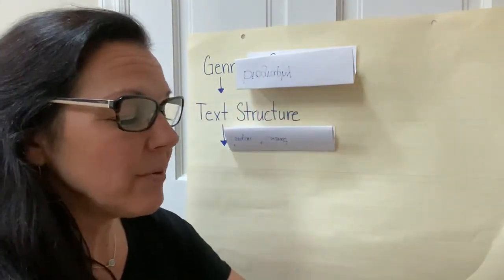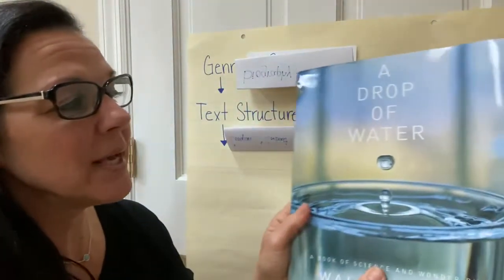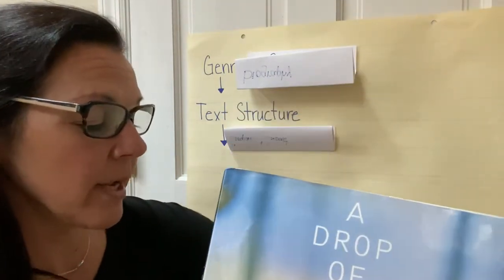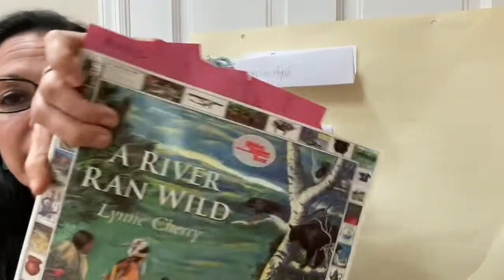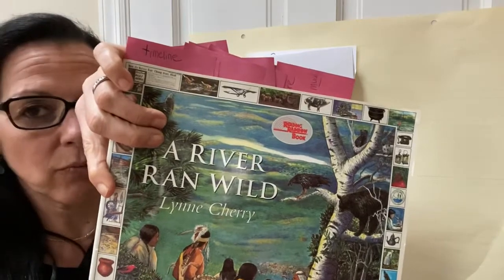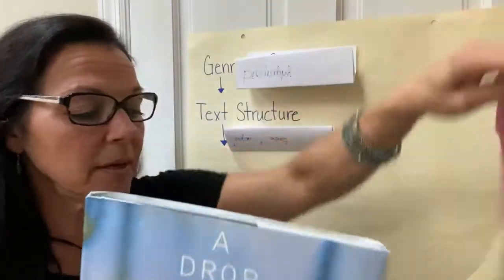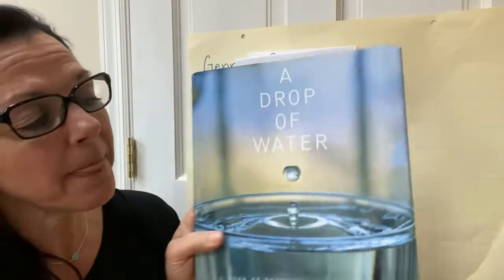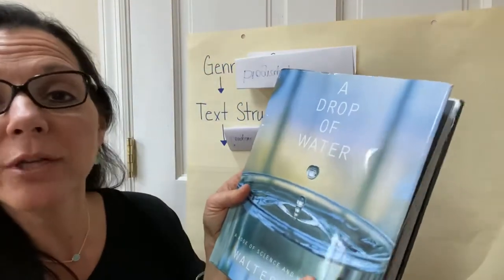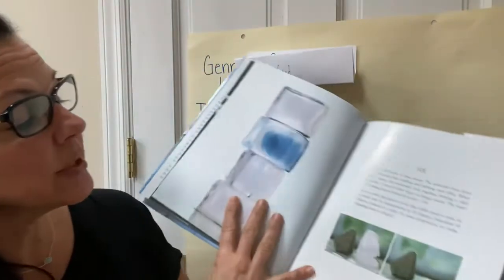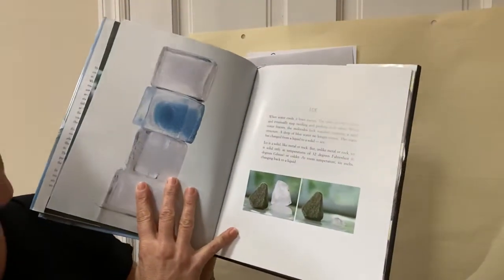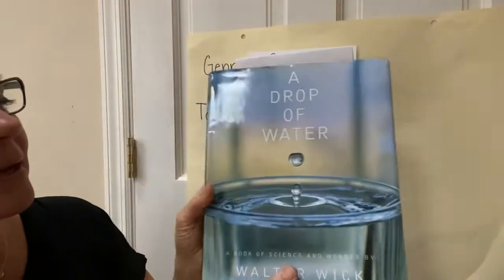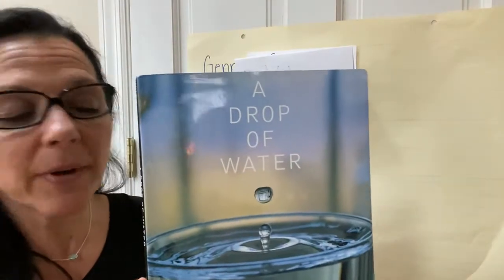I'm going to give you a little compare and contrast here because this story is true. It's nonfiction, a true story with real facts. It happened. So is this nonfiction, A Drop of Water. However, this is not told in a story format, a story structure. It is told topic by topic around the large topic of water.